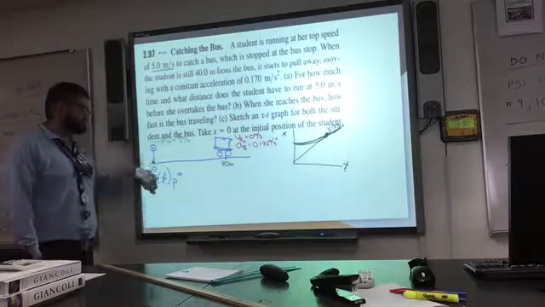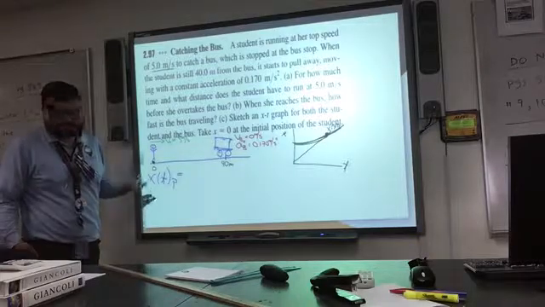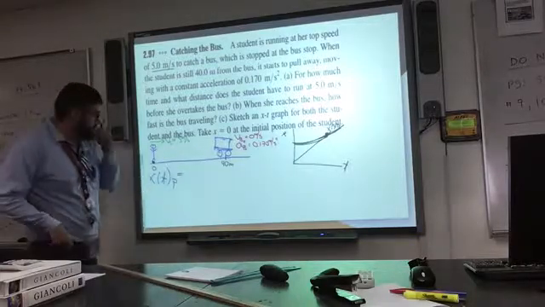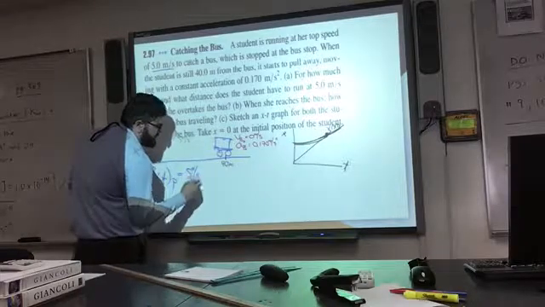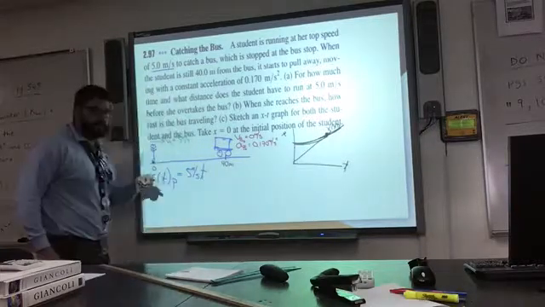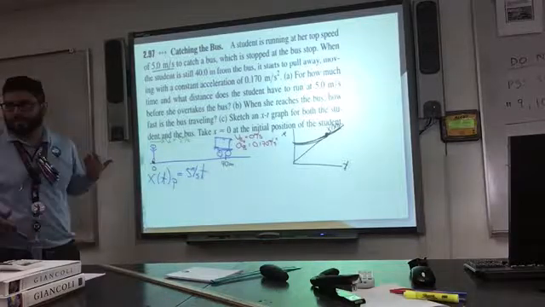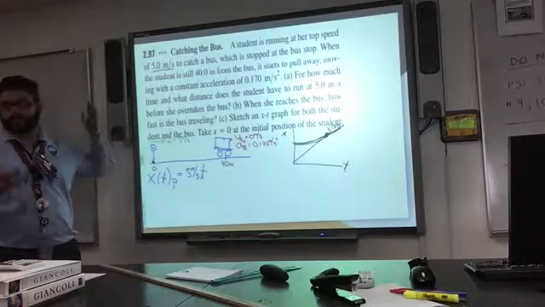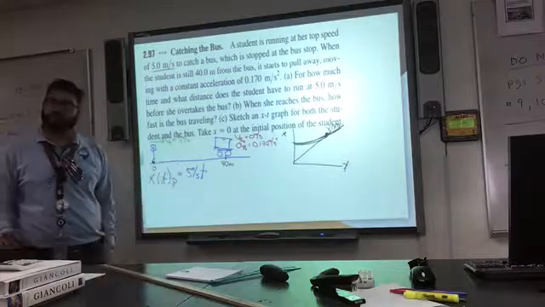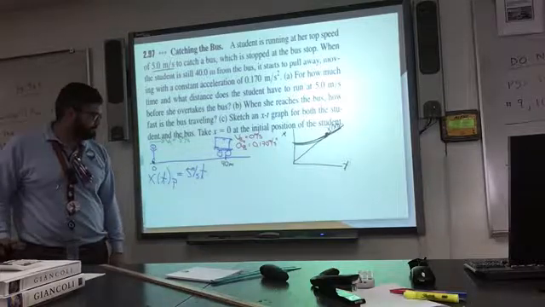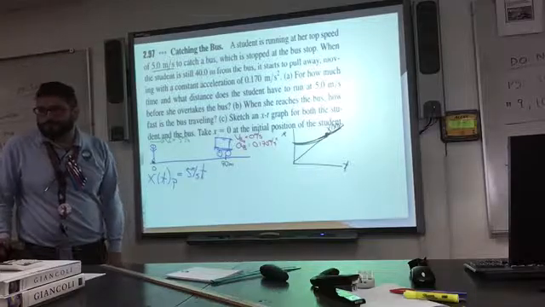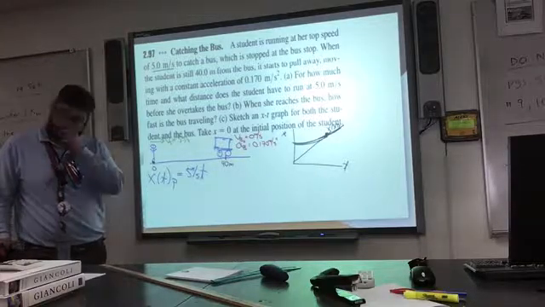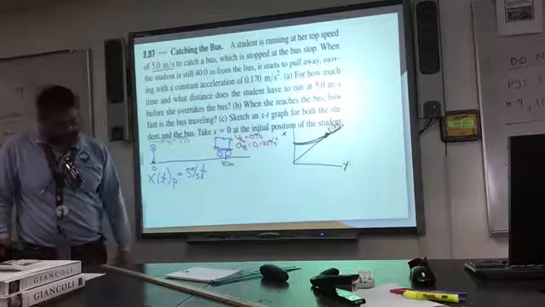Okay, so the person starts at position 0. So x naught is 0. Their initial velocity is 5 meters per second times time, plus 1/2 a, but their acceleration is 0, t squared, that goes to 0. Okay, so there is their equation of motion. That's not super great, but whatever. Velocity is 5 meters per second, and their acceleration is 0.